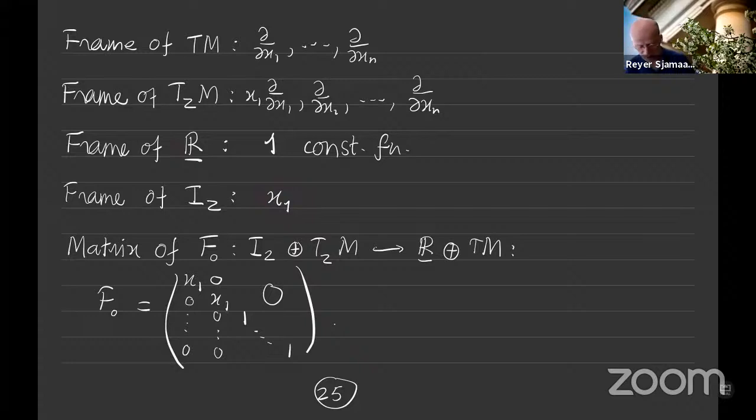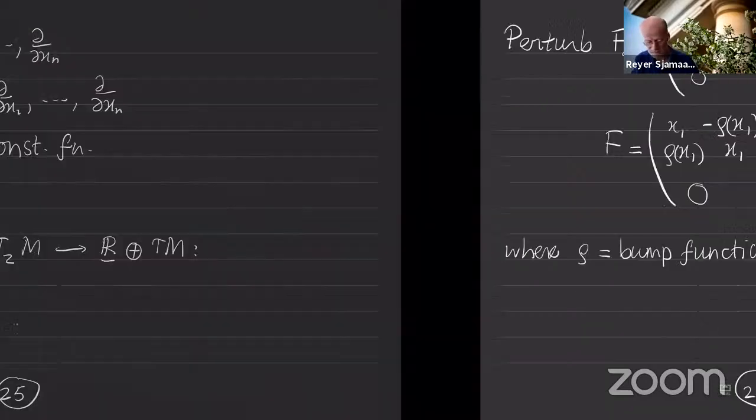Now that vector bundle map I wrote, naturally defined, has a matrix with respect to these frames. And what is it? Well, this generator goes to x1 times this generator, so it gives you this matrix entry. This generator goes to x1 times this generator and gives you this matrix entry. And all the other matrix entries, it's diagonal, all the other matrix entries are one. Obviously, this matrix has a two-dimensional null space if x1 is zero. But equally obviously, you can perturb it away to an invertible matrix just by adding some off-diagonal entries.